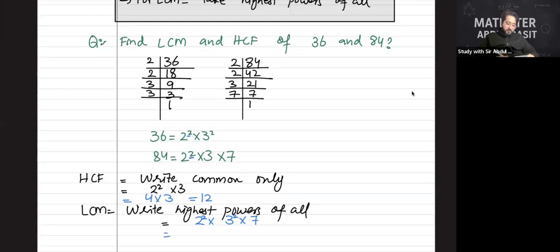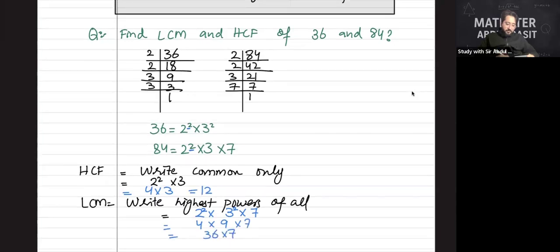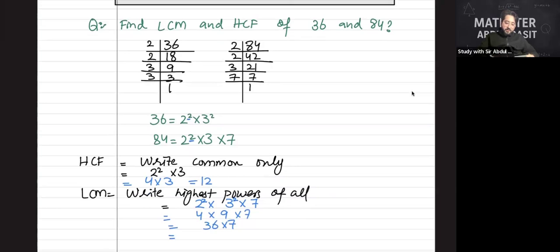So 2 square is 4, 3 square is 9, and 7. 4 nines are 36, and 36 times 7 is how much? Can anyone help me out with the multiplication? 36 times 7: 6 sevens are 42. Okay, 7 threes are 21 plus 4 is 25, sorry. That's 252. So the LCM of these two numbers is 252. That's how we can easily find any LCM and HCF if you know this method.